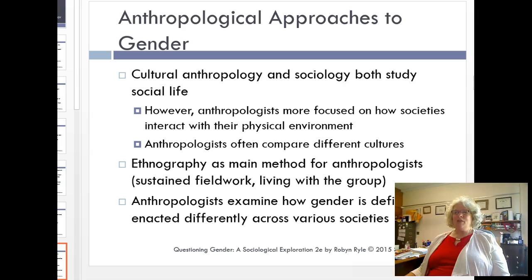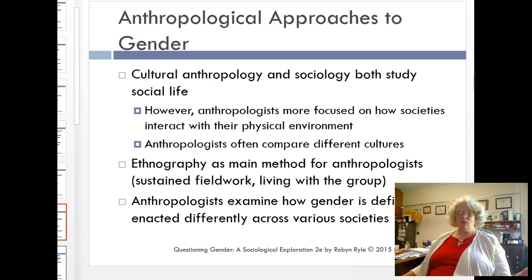Okay. Anthropology, a subject that comes out of sociology. Cultural anthropology and sociology both study social life. However, anthropologists focus more on how societies interact in their physical environment. So they study societies differently. They gather the information differently. They, for many years, focused mainly on ethnographic studies. They have moved more and more to qualitative and quantitative type research that we are currently doing.